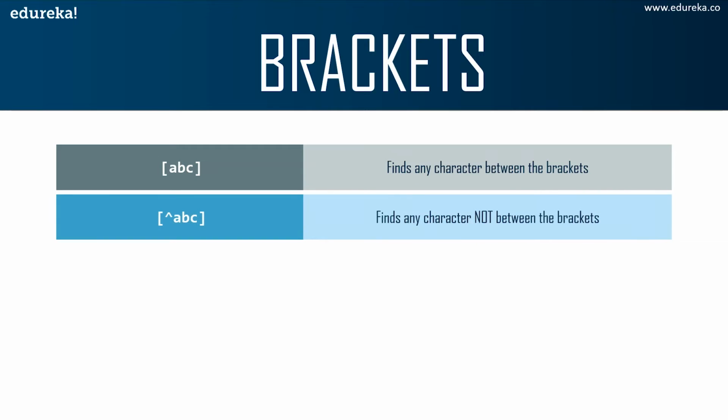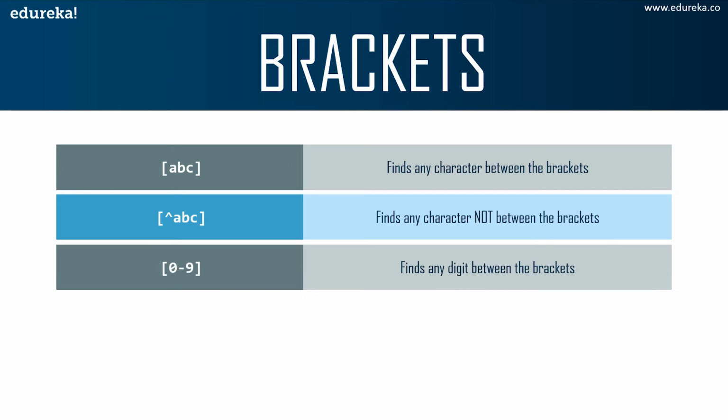Then next up, we have the caret symbol with the characters that you are searching for. This helps you find any character that is not between the brackets. So if you specify any particular word inside this expression, the output would show everything in your string except these particular characters.